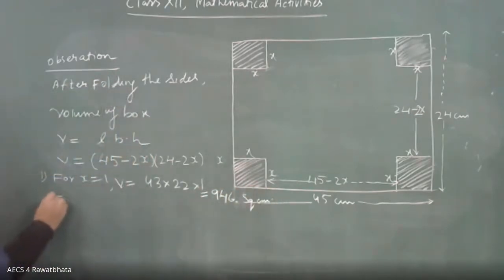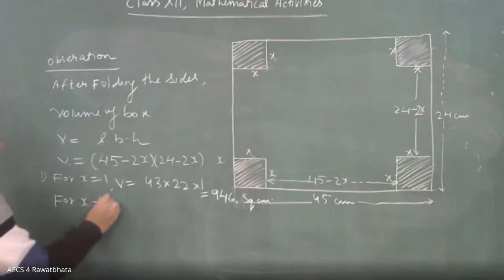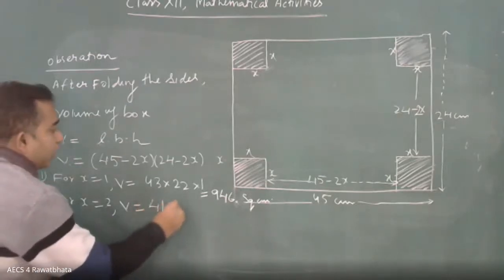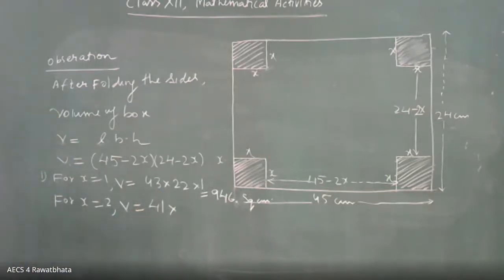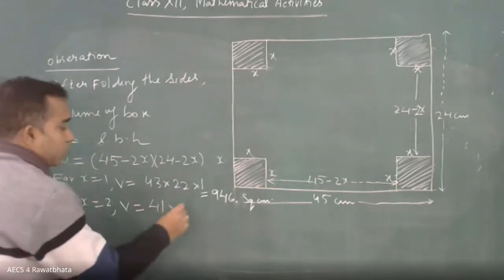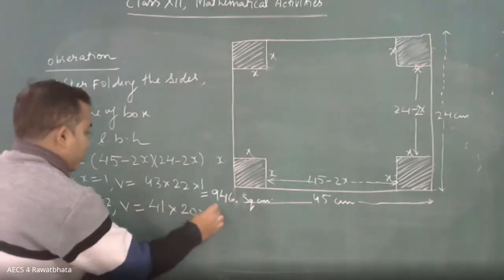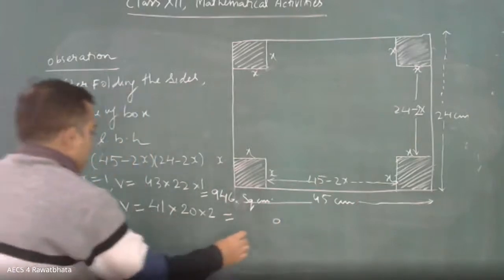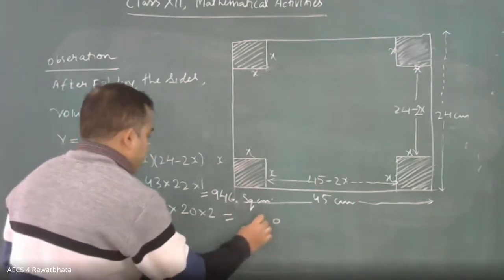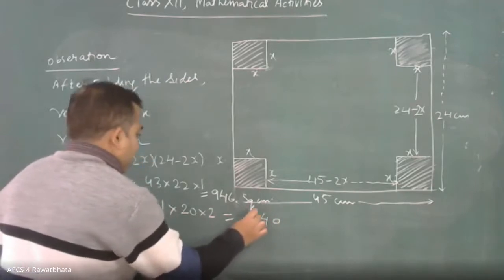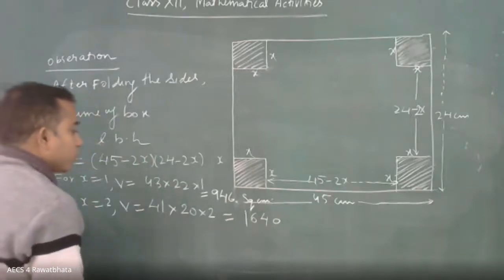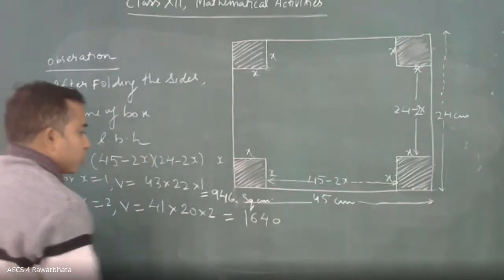Then for x equal to 2, V equal to 45 minus 4, how much? 41 into 24 minus 4 is 20 into 2. So this is going to be 1640 square centimeter. Correct, students?